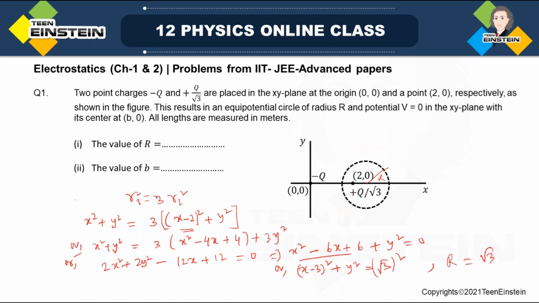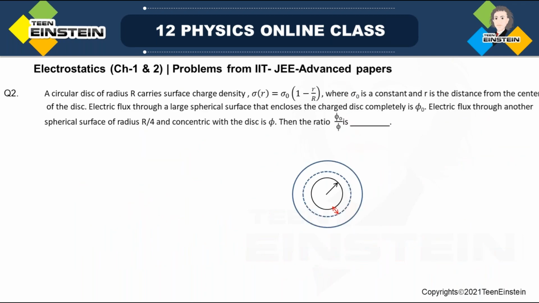See, the coordinate of the center is (b, 0), that means the x coordinate is b and the y coordinate is 0, so x is equal to 3, so this is equal to b. So b is equal to 3 and r is equal to root over 3. So this is the answer. Okay, we'll go to the next page, next problem.